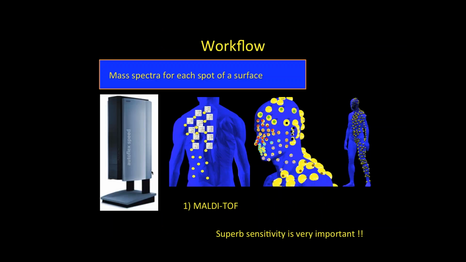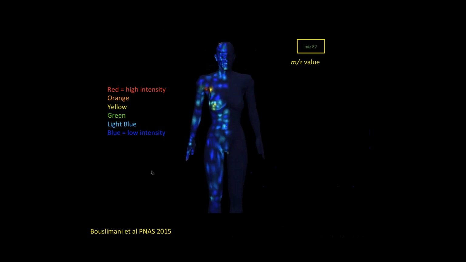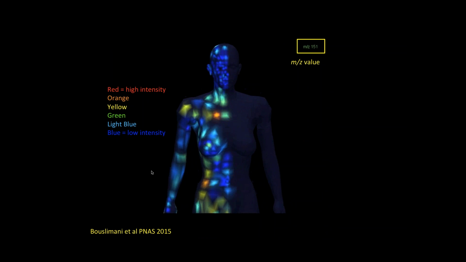different locations, we can subject them to either MALDI-TOF or UPLC QTOF analysis, and then we can take the intensity of the MALDI-TOF data and map it back, or take the area under the curve in the UPLC QTOF data and map it back onto these 3-dimensional models. And this is really the type of information that you see.